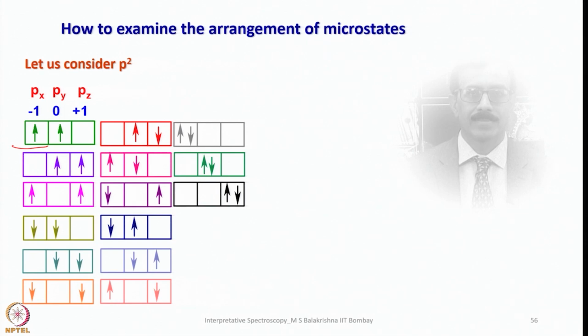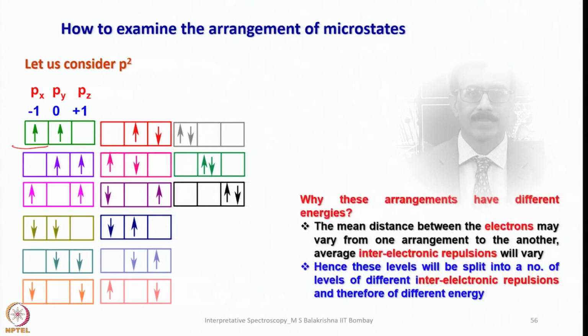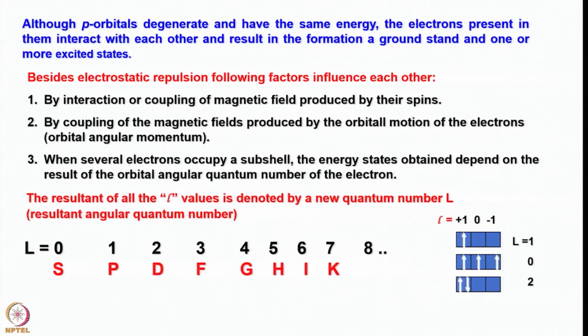It is very lengthy and laborious if you want to write for 120, 210 or 45 microstates, but nevertheless, if you are curious, you can always start writing and check whether the determined value is correct or not experimentally. Why do these arrangements have different energies? That is the question. The mean distance between the electrons may vary from one arrangement to another, so average inter-electron repulsions will vary. Hence these levels will be split into a number of levels of different inter-electronic repulsions, and they will possess different energies. Although p orbitals are degenerate and have the same energy, the electrons present in them interact with each other and result in the formation of a ground state and one or more excited states. First we determine the ground state, and then because of interaction or coupling, you can have several excited states.